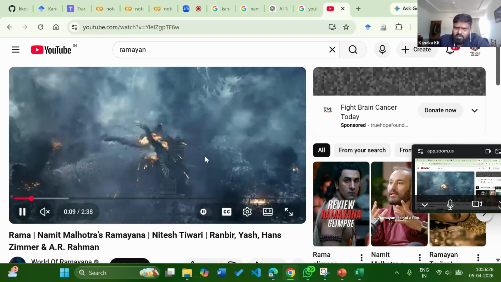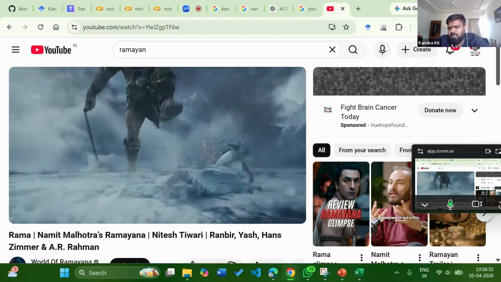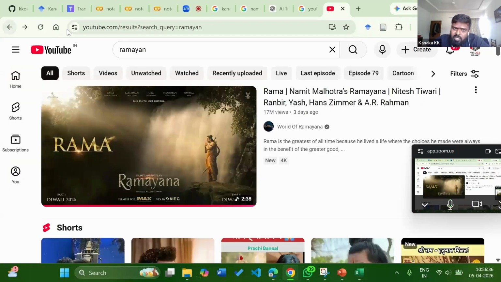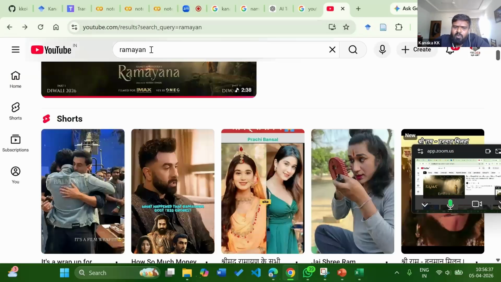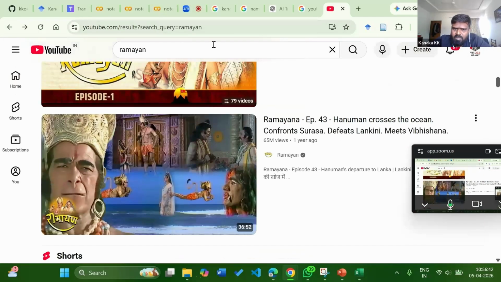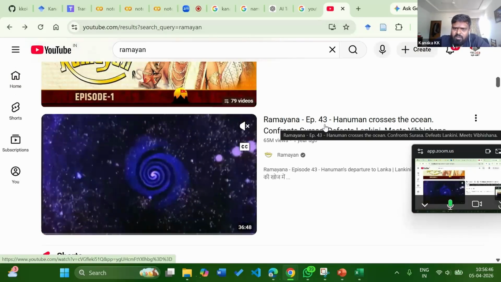Yeah, so I opened this. Here some teaser related to this movie is playing. So this is the actual value for the query, which was the query I asked, Raman. Suppose here it is also showing one more key, which is Ramayana episode 43.